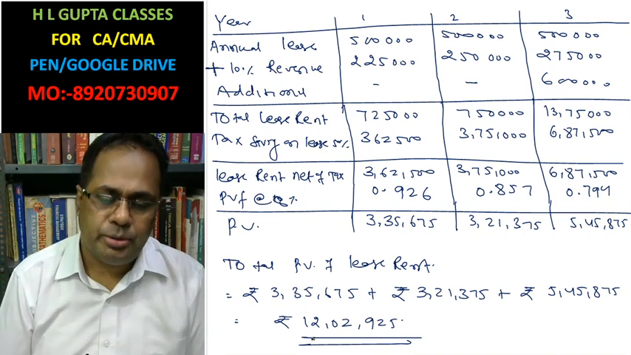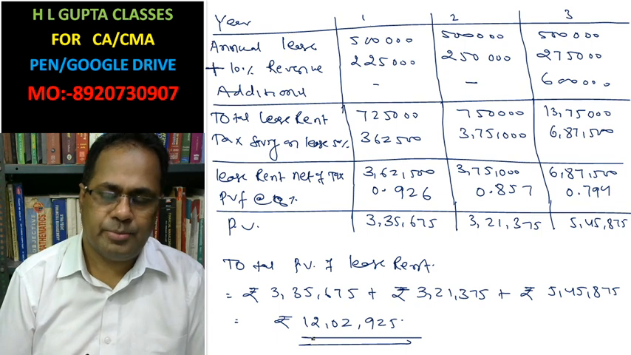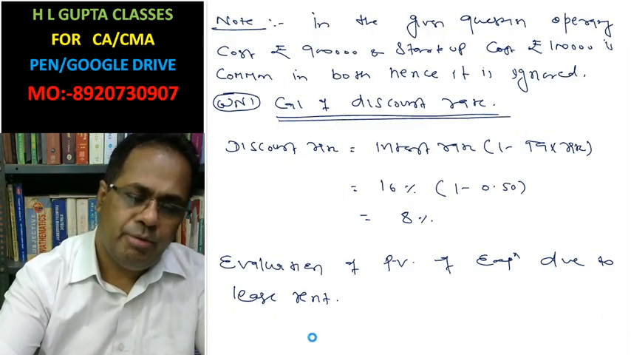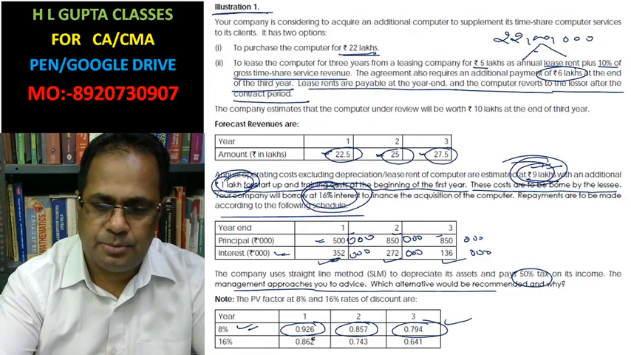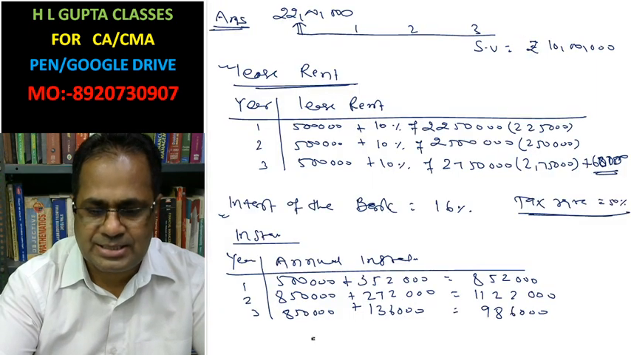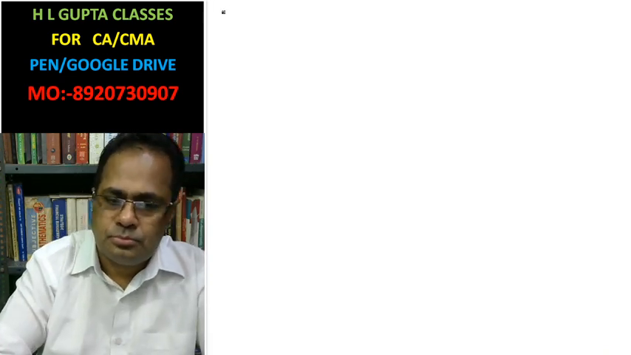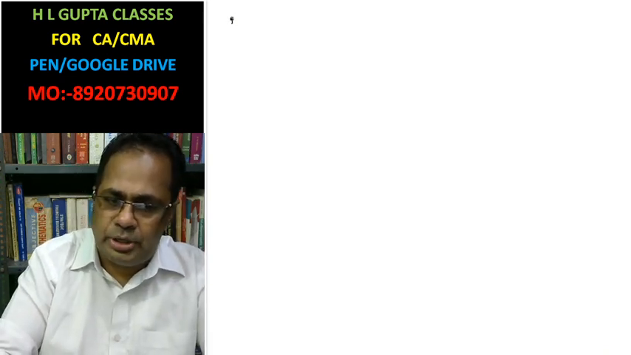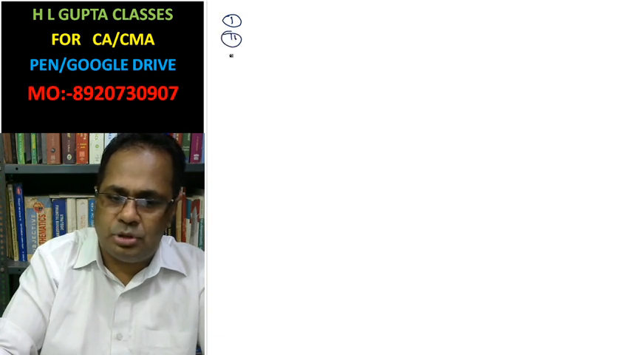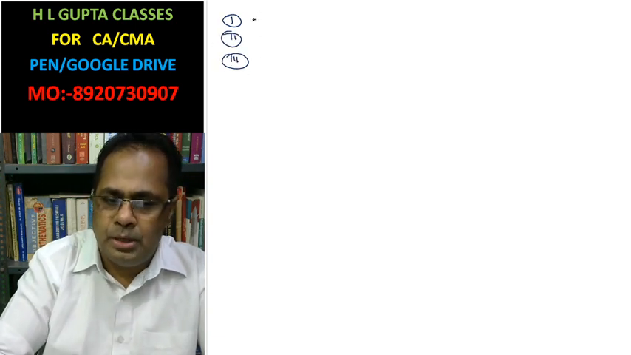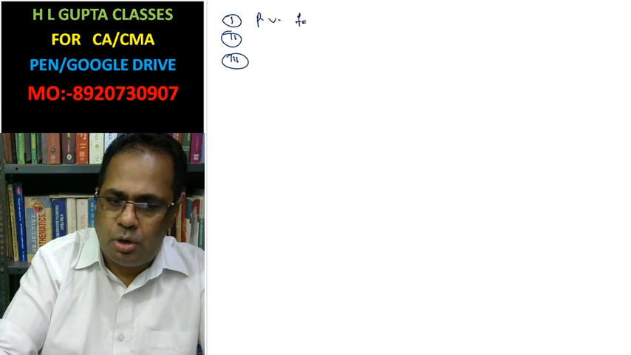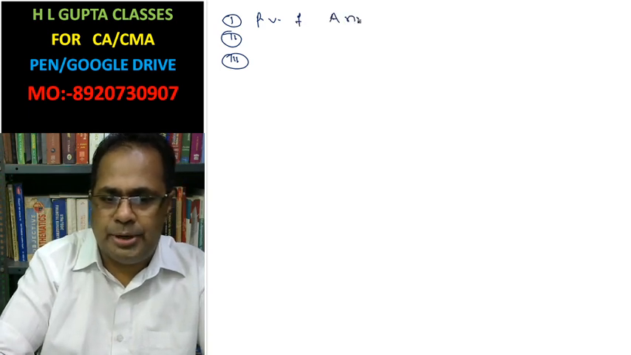Now we have to evaluate bank borrowing. In bank borrowing, you have to follow these steps. In all questions, I will follow the same steps. First, present value of annual installment. You write here annual installment.